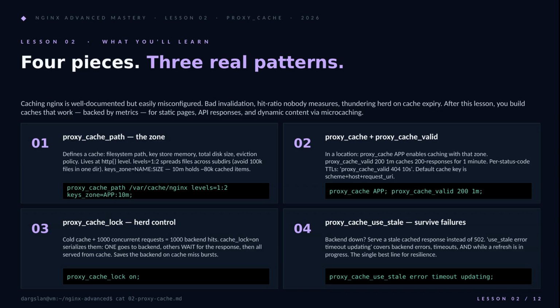Third, proxy_cache_lock is your herd control. One request fills the cache while 1,000 siblings wait. And fourth, proxy_cache_use_stale. The single best line for resilience serves stale content when the backend errors, times out, or is being refreshed.